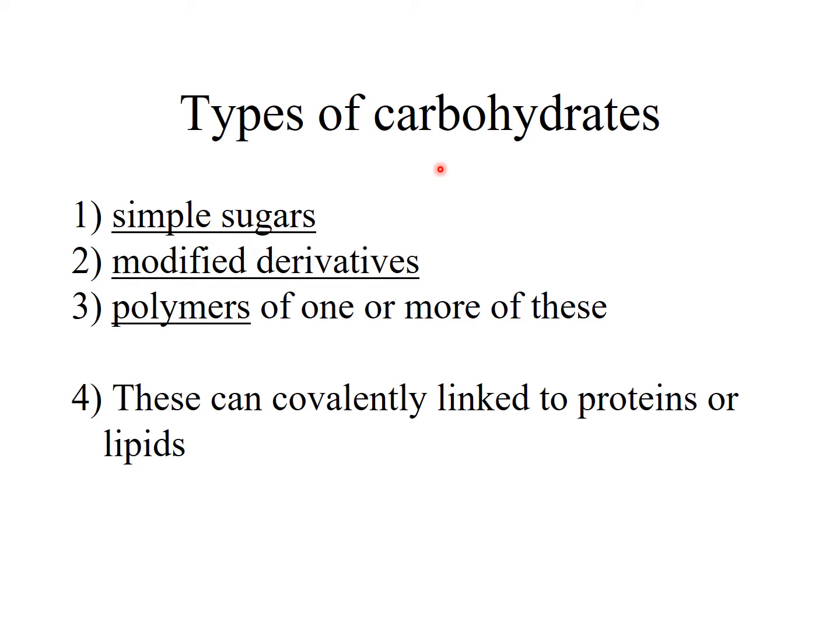What types of carbohydrates do we have? We have simple sugars, and we have modified sugars, so derivatives of these simple sugars. We have polymers, and the polymers can be either the same simple sugar repeatedly, like glycogen, as a glucose polymer, or a polymer of simple sugars and derivatives that build these more complex carbohydrates. Any of these can bind to proteins.